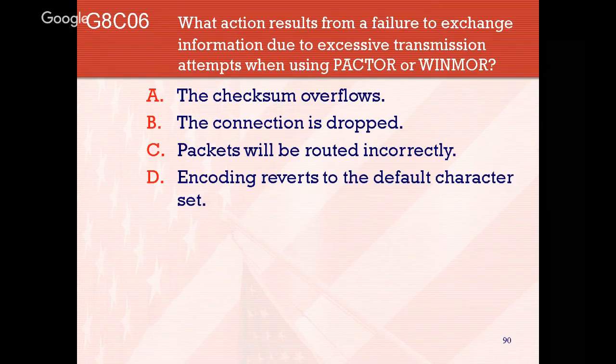Almost done. We're a little bit over. What action results from a failure to exchange information due to excessive transmission attempts when using PacTor or WinMor? It talked nothing about checksum. Packets are not going to be routed incorrectly. It has nothing to do with that. Encoding reverts to the default character set? No, the connection is going to be dropped. So when you fail to exchange that information and you encounter problems, B is your answer here. The connection is going to be dropped, plain and simple.